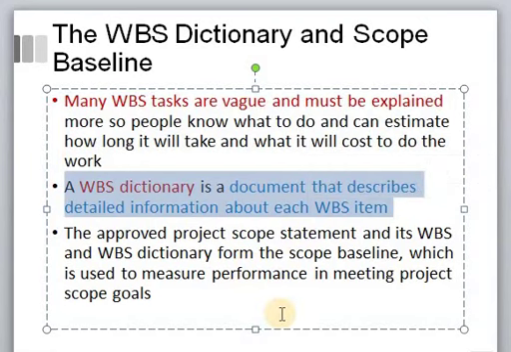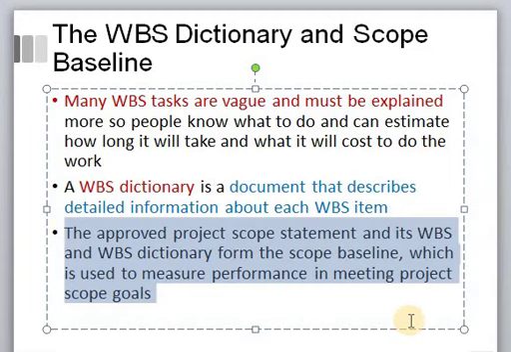A work breakdown dictionary is a document that describes the detailed information about each work breakdown structure item. So it is basically a document which is called the WBS dictionary, which contains the detailed information of each item of the work breakdown structure. In this document we will describe every item of the WBS in detail.